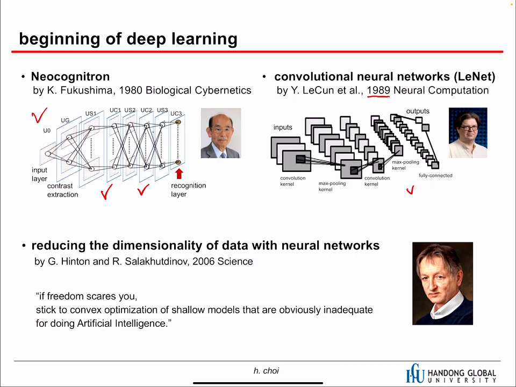That was 1989, and even now we use CNNs. Even after that, neural networks were not that popular, because other machine learning algorithms were better. Neural networks need a lot of computation power and more fancy techniques to train the network architecture, so people didn't use them. And in 2006, Geoff Hinton and his student wrote a paper in Science, in which they proposed a deep neural network.